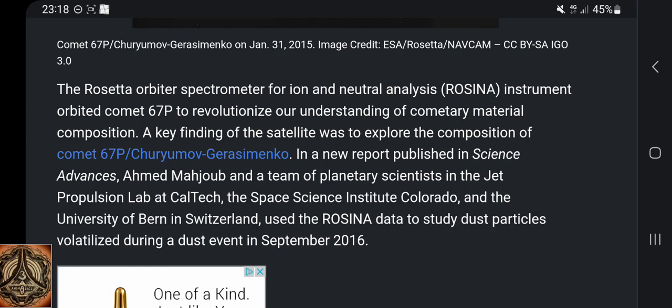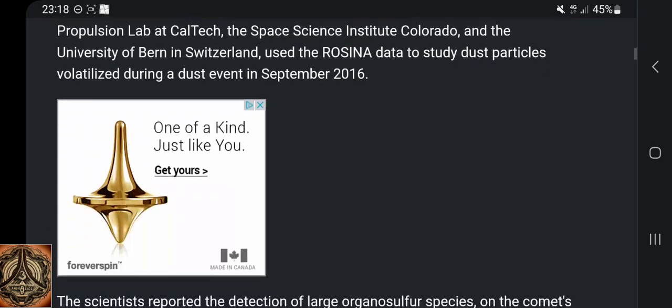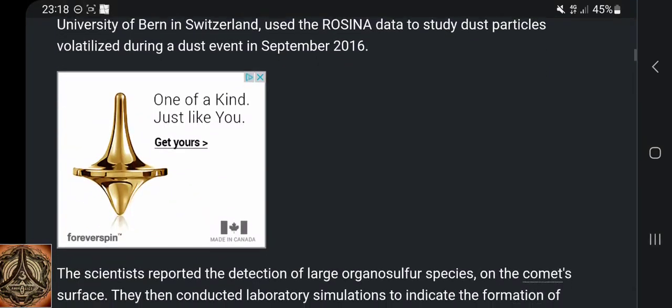That's a rather big name. The Space Science Institute Colorado and the University of Bern, Switzerland. Who would have guessed? But anyway, they used the ROSINA data to study dust particles volatilized during a dust event in September 2016.